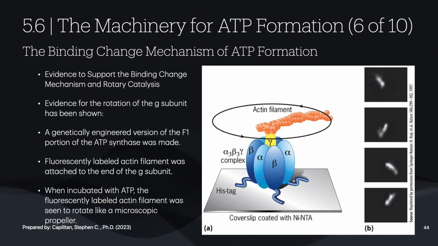Evidence for the rotation of the gamma subunit has been shown: a genetically engineered version of the F1 portion of the ATP synthase was made, and a fluorescently labeled actin filament was attached to the end of the gamma subunit. When incubated with ATP, the fluorescently labeled actin filament was seen to rotate like a microscopic propeller. This is a direct observation, figure on your right, of rotational catalysis, with a schematic and video frames.